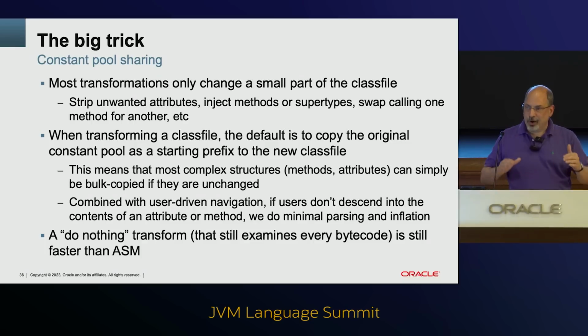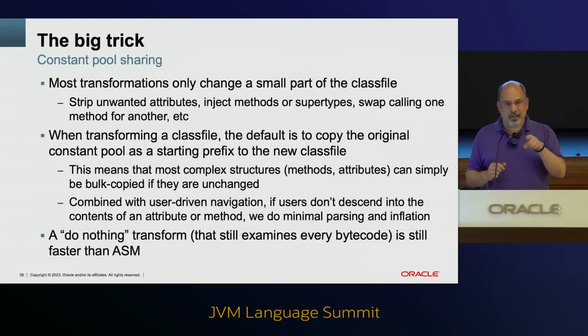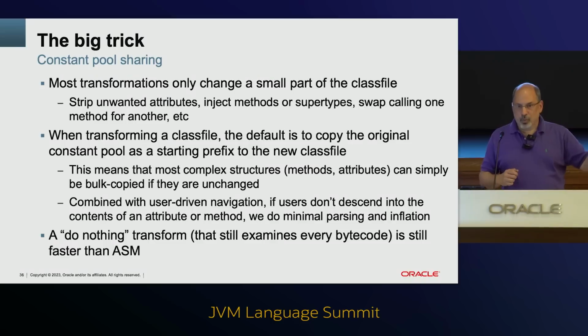And similarly, we talked about user-driven navigation. If you're saying, okay, give me the class elements, this method, no, I'm not interested in it, just give it to the builder. We don't have to explode it into its attributes to write it. We just take the whole method body, so the whole method info structure, and just copy those bytes to the output. If you do dive into it, then okay, we may rewrite that method and we have to parse it.